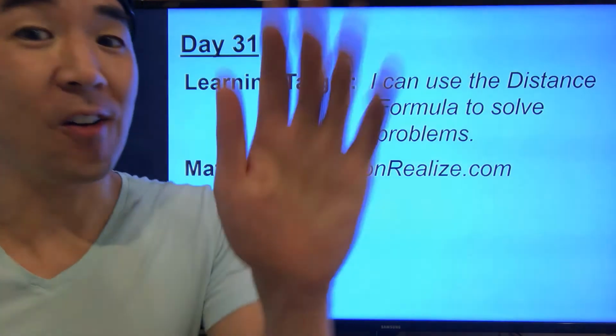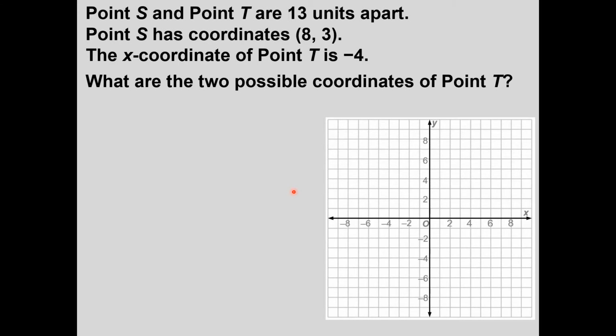Okay, let's go! So here's an example of the type of problem you're going to see on today's assignment. Actually, there's two problems like this one. It says, point S and point T are 13 units apart. Point S has coordinates -8, 3. The x-coordinate of point T is -4. What are the two possible coordinates of point T? So notice a couple things. We know how far apart the points are, 13. We know one of the coordinates, but we don't know the other coordinate of point T. And also notice there's two different answers. So we're going to have to pay attention to that.